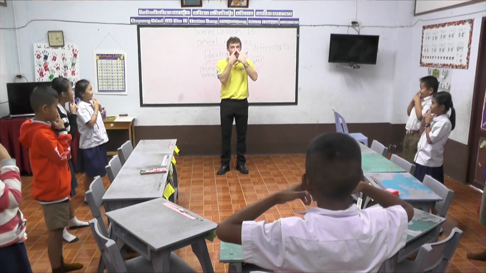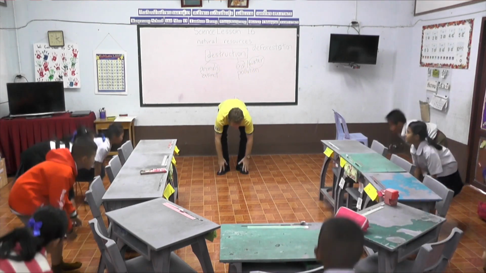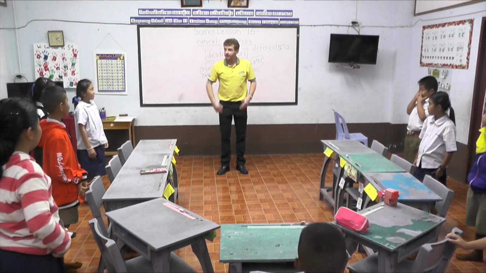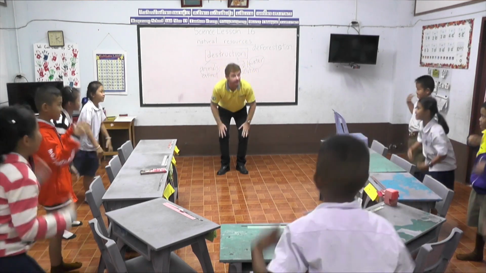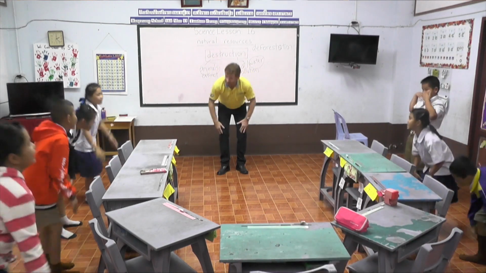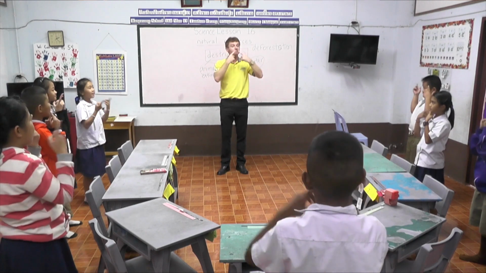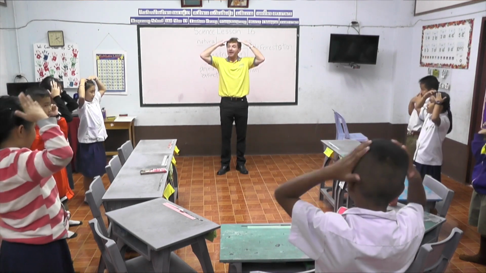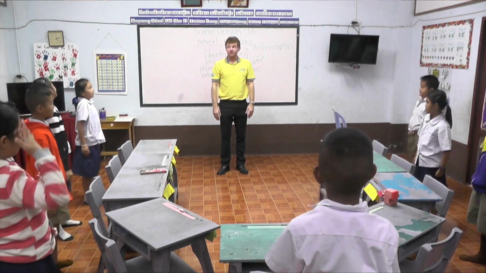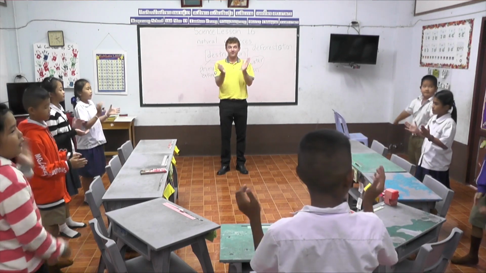Oh, not mouth. Mouth and nose. Head. Shoulders. Knees and toes. Knees and toes. And to finish, again, head, shoulders, knees and toes, knees and toes, head, shoulders, knees and toes, and eyes and ears and mouth and nose, head, shoulders, knees and toes. And to finish, 5 claps. 1, 2, 3, 4, 5.